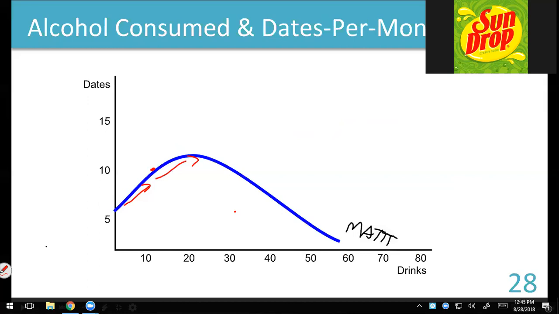But then what ends up happening? If he drinks even more, what's going to happen? He's starting to get a little bit sloppy. Words ain't coming out the way they ought to be coming out, and the ladies are going to be saying, great, and get away from me, you drunk. And then what ends up happening? So then he gets pressed and he drinks more, and he has no dates whatsoever. This is a normal curve for a lot of people. So what should Matt do?